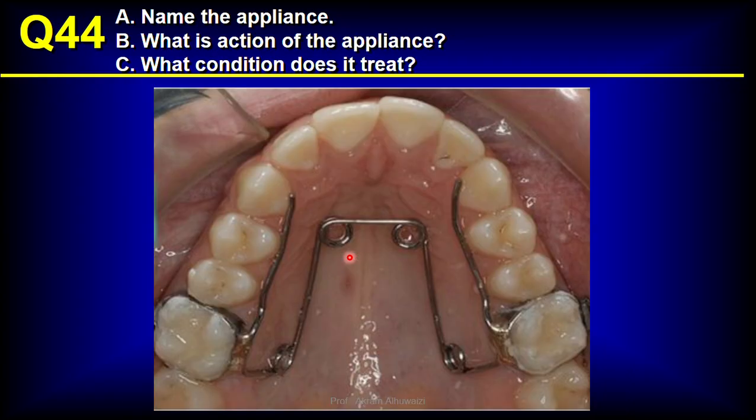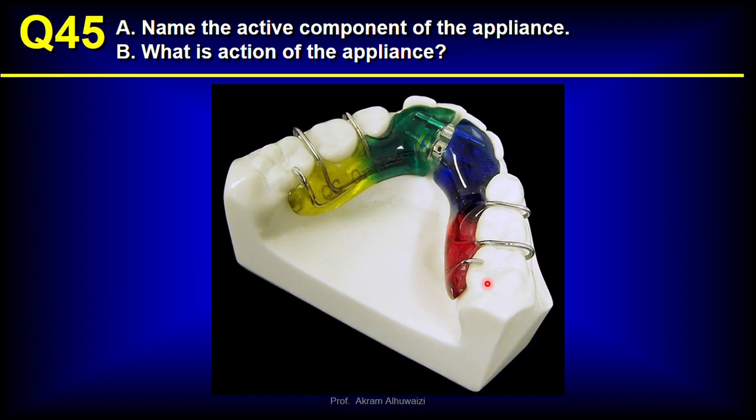And then the appliance. This one is a quad helix appliance, and the mode of action is expansion, and it treats posterior crossbites. Name this one. The active component here is a screw, and the action of the appliance is to widen the mandibular arch.